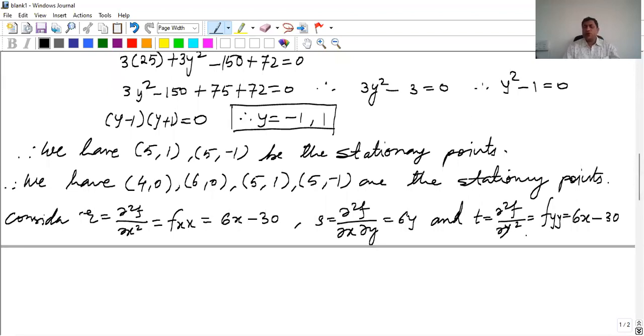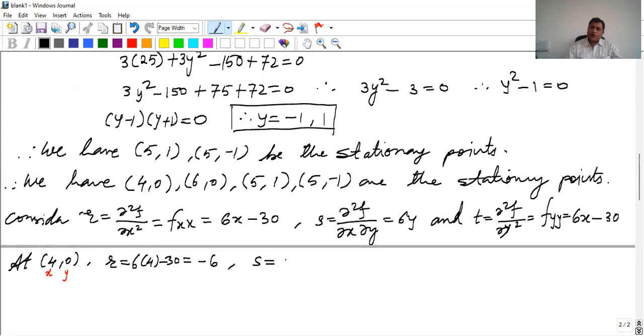So we got R, we got S, and we got T. If you know R, S, and T, then we are able to decide whether the given stationary value is a maxima or a minima. We'll consider these points one by one. What happens at the point (4, 0)? Here x is equal to 4 and y is equal to 0. What is R? 6x minus 30, so it is 6 into 4 minus 30. The value is minus 6, correct.